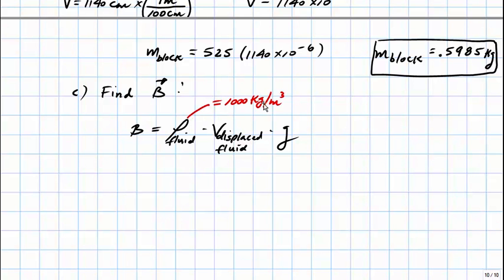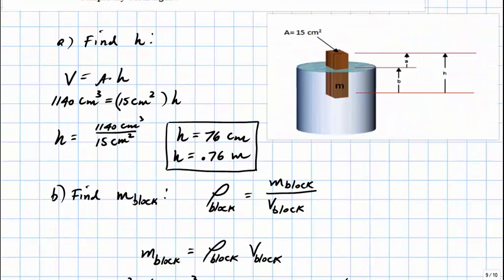kilograms per cubic meter. We know the value for G, however, we don't know the volume of the displaced fluid. In other words, the portion of the block that is submerged represents the volume of the displaced fluid. However, we don't know how much of the block is submerged. We found the overall height from here to here equals 76 centimeters. However, we don't know which portion of this height is underwater. Therefore, we can't determine the buoyant force using the buoyant force equation.